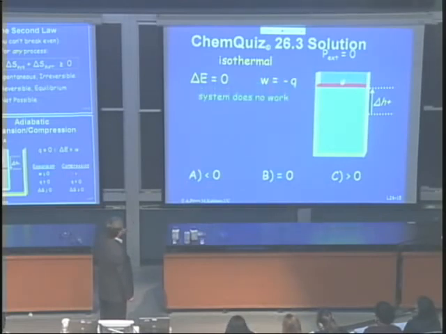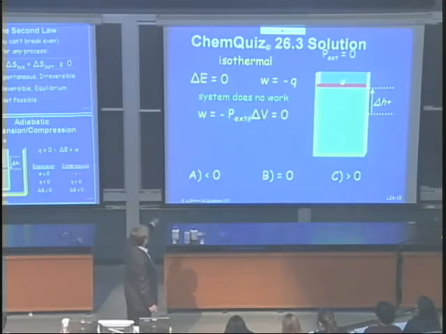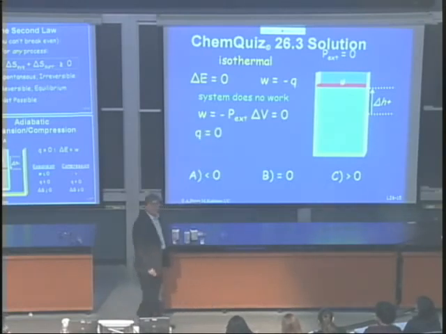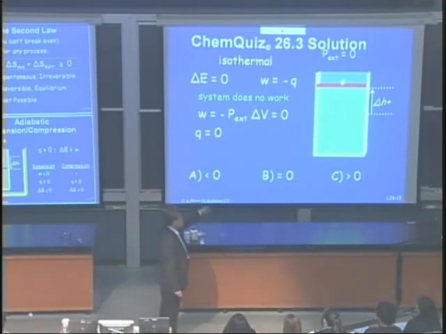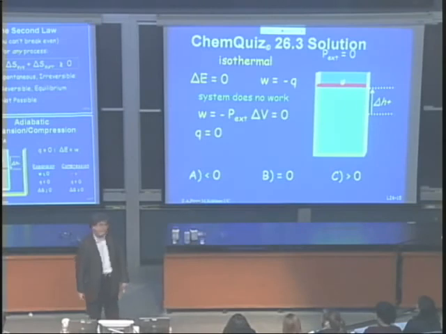And now what is the work? The system does no work because it expands against an outside pressure of 0. That means that the work is minus the external pressure times delta V, and this is 0. With this, the work is 0 and Q is 0. So there's nothing happening in the surrounding. There's a change in entropy of the system because we now have a larger volume. The delta S of the system became larger than 0, but for the surrounding, no change was there.